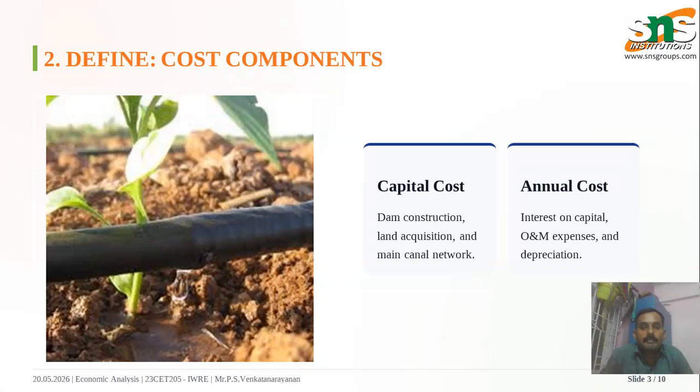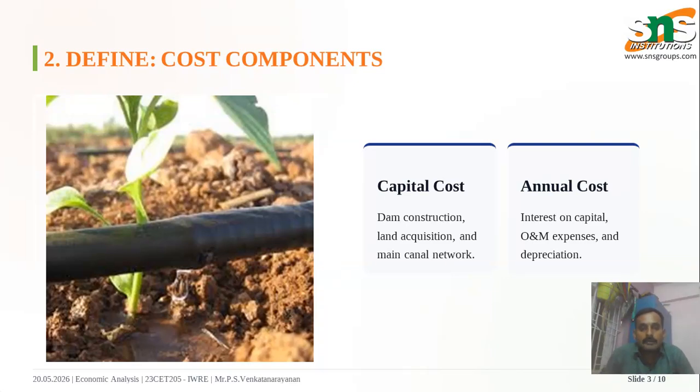Now let us define the major cost components involved in irrigation projects. Costs are generally classified into capital cost and annual cost. Capital cost includes major initial investments such as dam construction, land acquisition, canal networks, spillways, and infrastructure development. These costs are usually very high because irrigation projects involve large-scale civil engineering works.